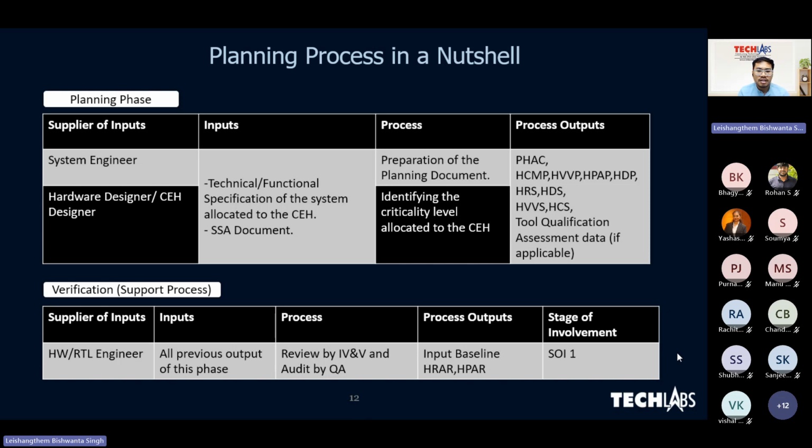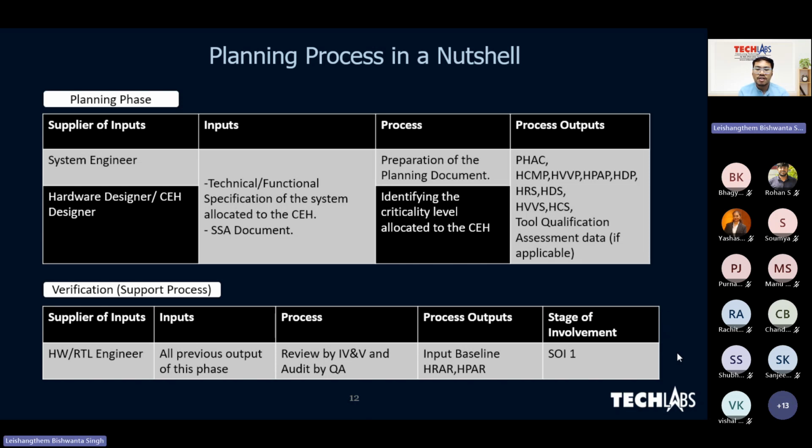After that, during the planning process, you will be preparing the planning documents, identifying the criticality level associated with the CEH, and according to that, you have to prepare a plan. Okay, so as an output of this process, you will have the PHAC. I have an abbreviation of what PHAC is also. PHAC stands for Plan for Hardware Aspects of Certification. This is the main planning document that governs the whole DO-254 process. And along with the PHAC, we have other planning documents like the Hardware Configuration Management Plan, the Hardware Verification and Validation Plan, the Hardware Process Assurance Plan, and the Hardware Design Plan.